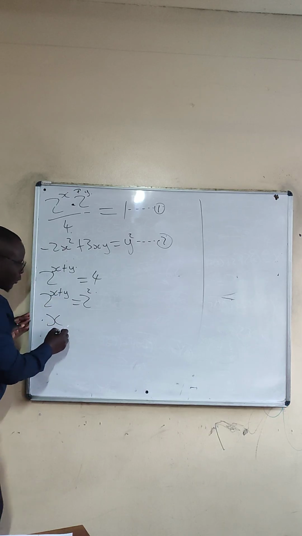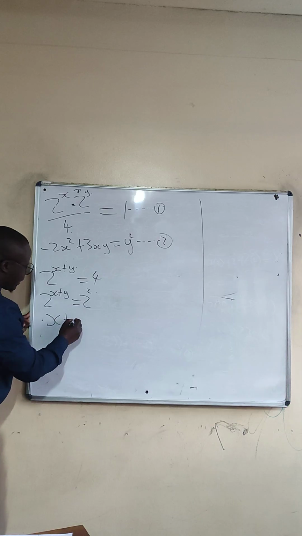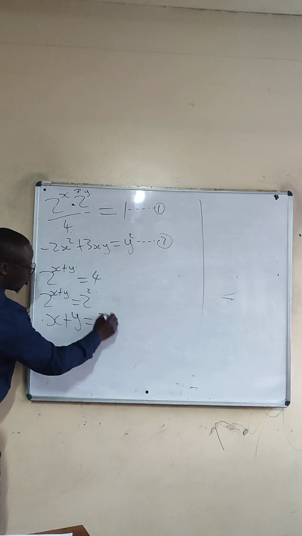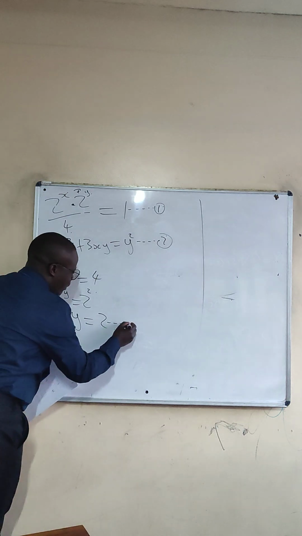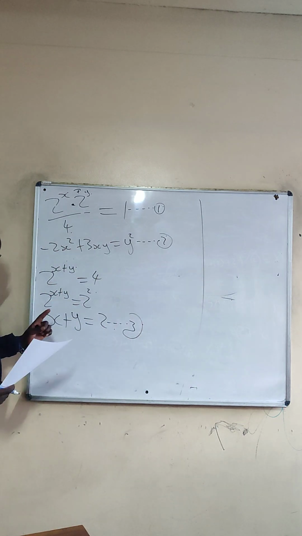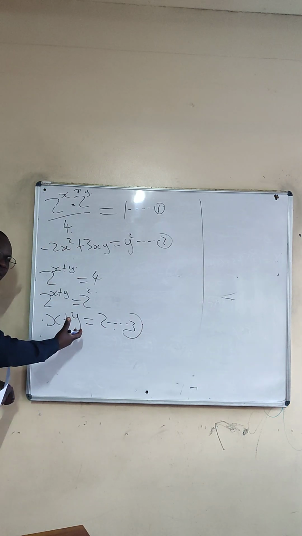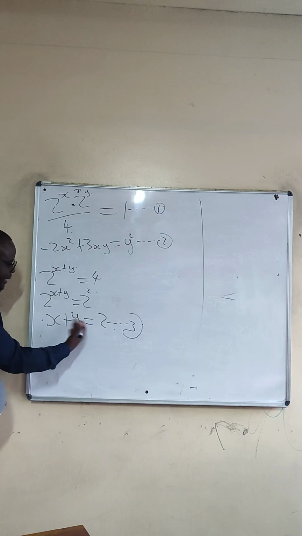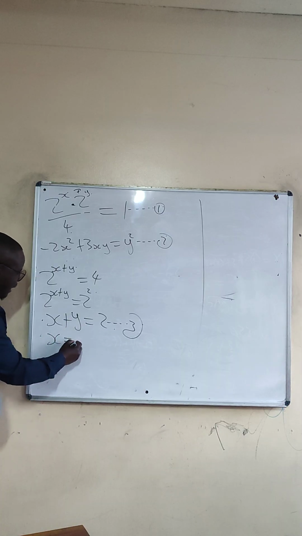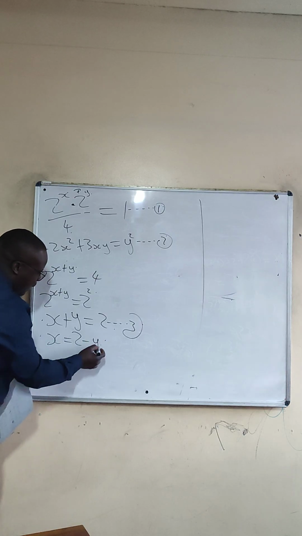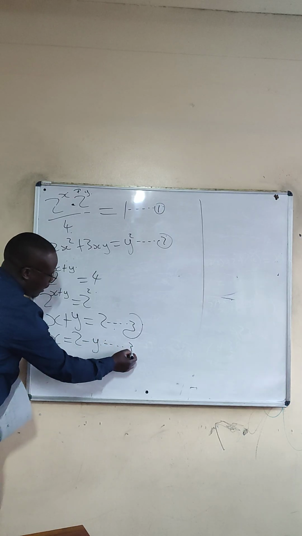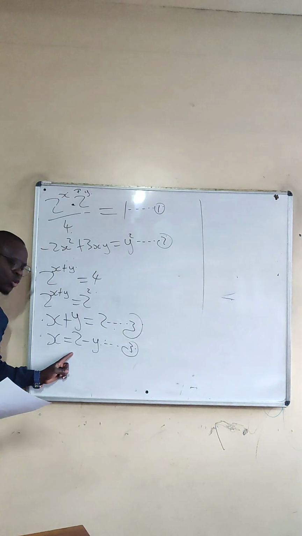We create equation 3, x plus y is equal to 2. So we have created equation 3 in this case. Here's our equation 3. Then after getting equation 3, let's rewrite x in terms of y. We're going to have x being equal to 2 subtract y. So our equation 3 has become like this. This is our equation 3 in terms of x.